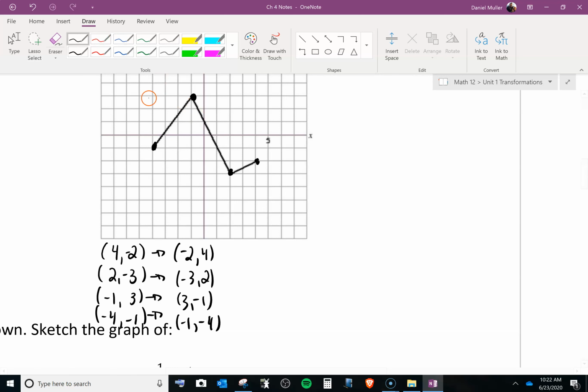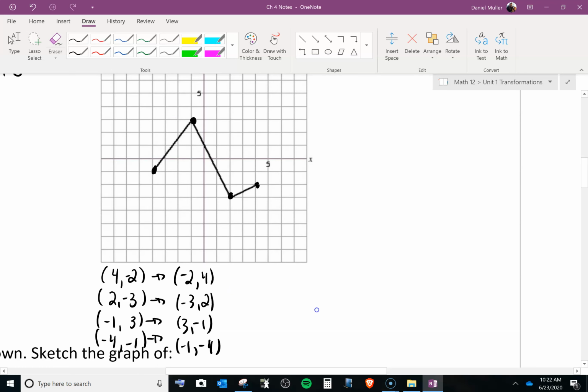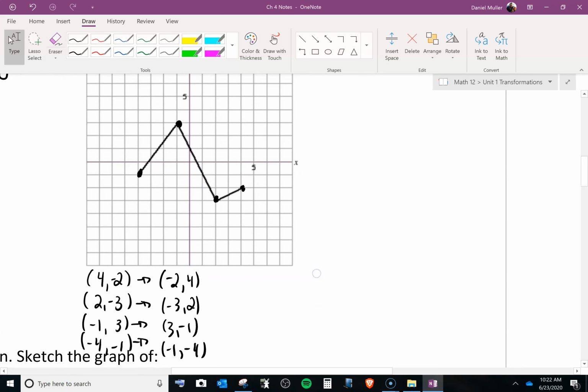So now I can graph those. Make sure you start at the top and work your way down, or start at the bottom and work your way up, and connect those dots. This connects to this, connects to this, connects to this. Otherwise your drawing could look really odd. Now negative 2 and 4, and then negative 3 and 2, and those are connected, and then 3 and negative 1, so down here, and then negative 1 and negative 4, right there.